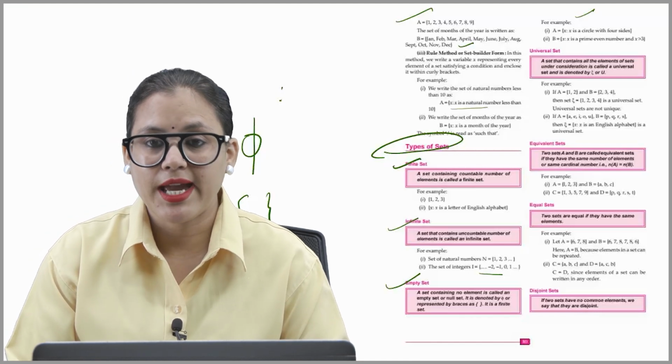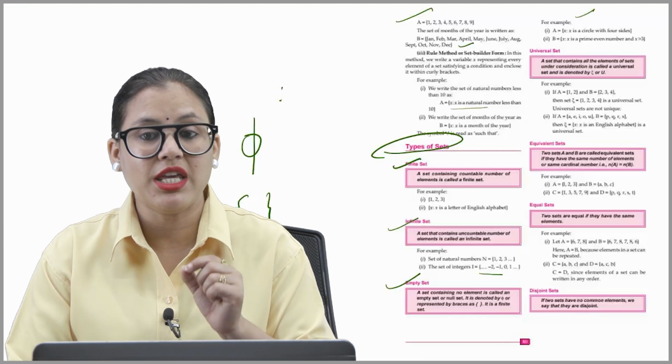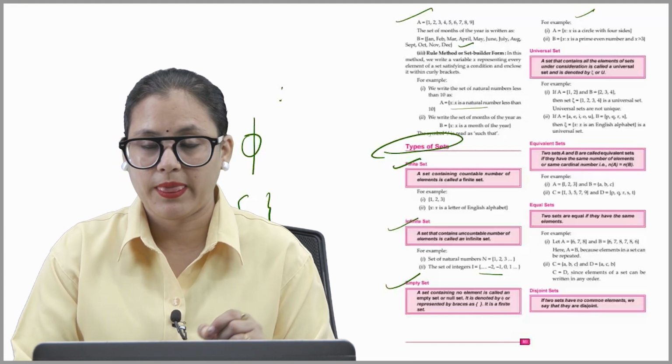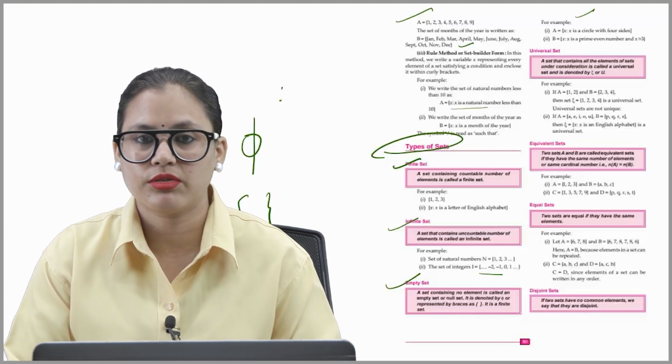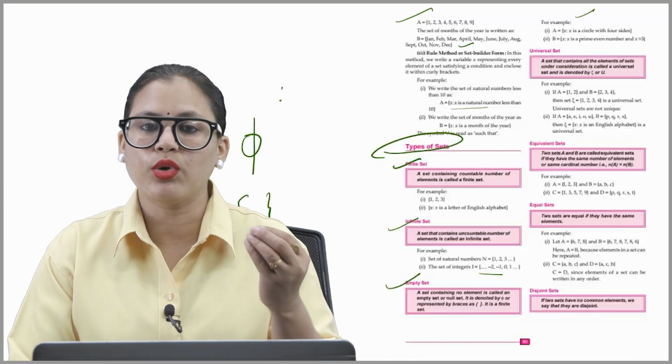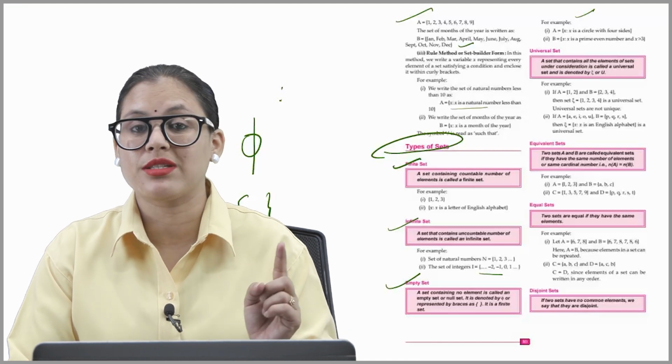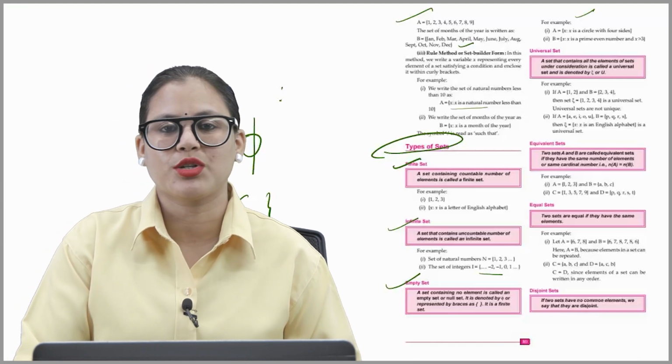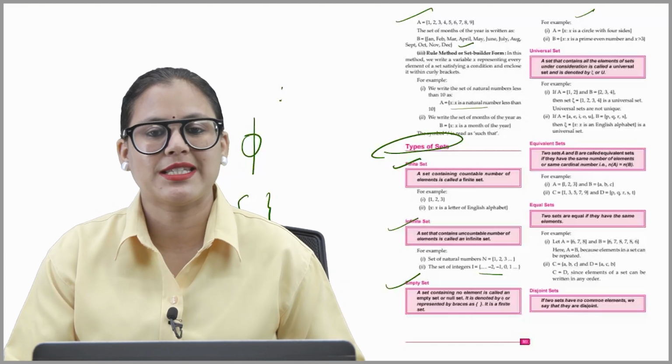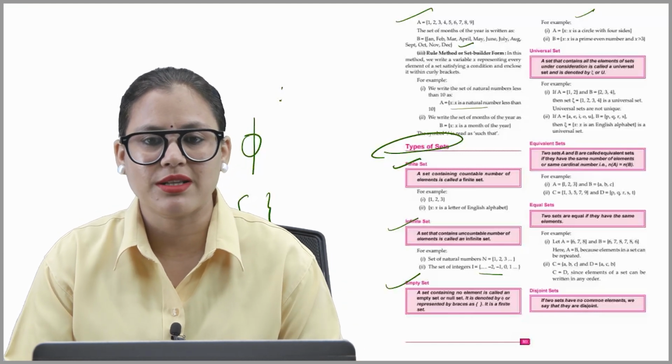B equals {x such that x is a prime even number and x is greater than 3}. Is it possible? There is only one prime even number, which is 2, and is 2 greater than 3? No, 2 is not greater than 3. So it is an example of a null set or empty set.